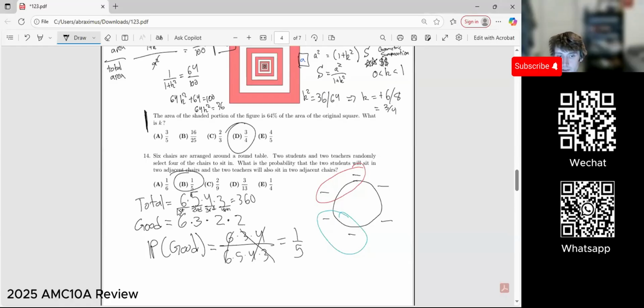All right, and for good, we have to pick which adjacent pair of seats the teachers are going to be put in. So this is where the teacher seats are. Once we have the teacher seats, then there's 3 possibilities for the adjacent seats that the students are going to sit in. So the students sit here. And then for this one, this is the order of the teachers where they're sitting in their adjacent spots. And this is the order of the students.